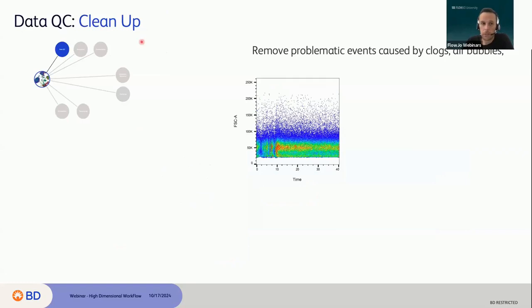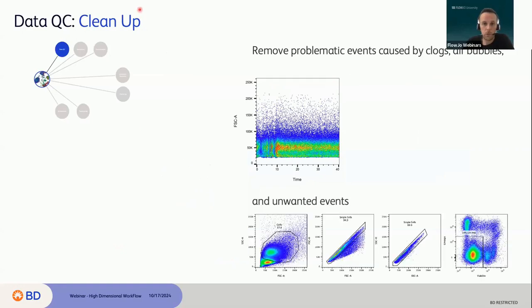Still in the data QC, now we're going to do the cleanup step. The cleanup step is removing any problematic event that's been caused by the instrument. So it can be a clog or air bubble or any instability in the signal. And we're also going to want to remove any unwanted events, so debris, doublets, dead cells, lineage positive cells as well.